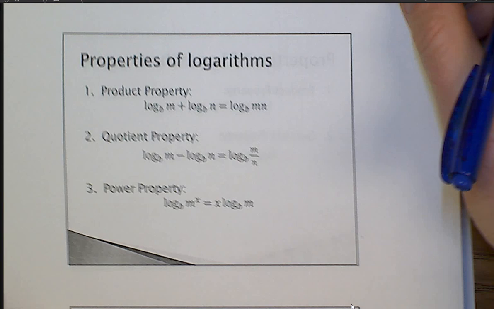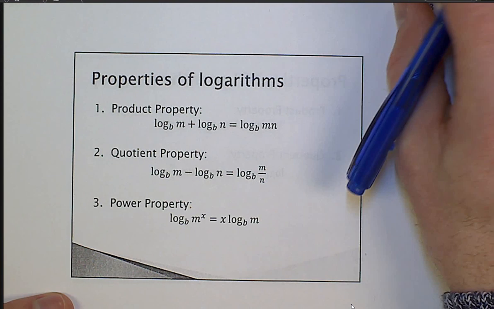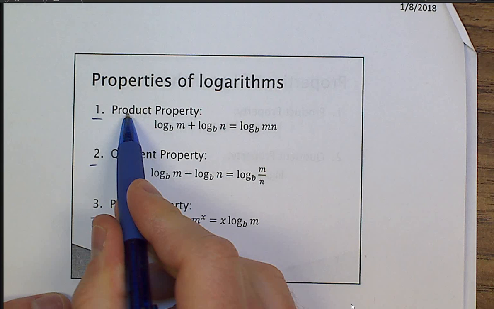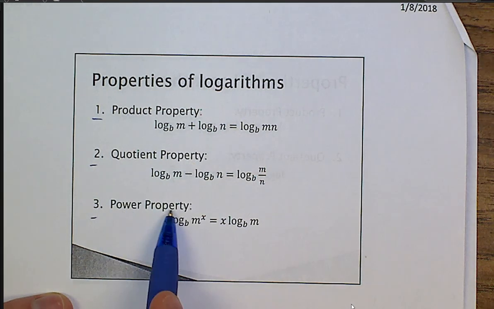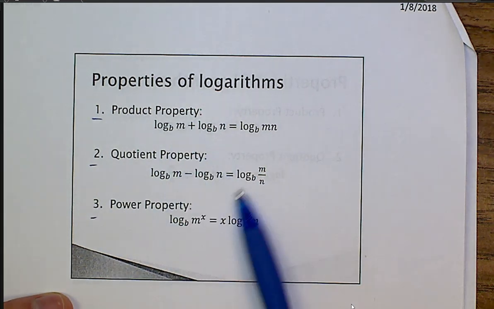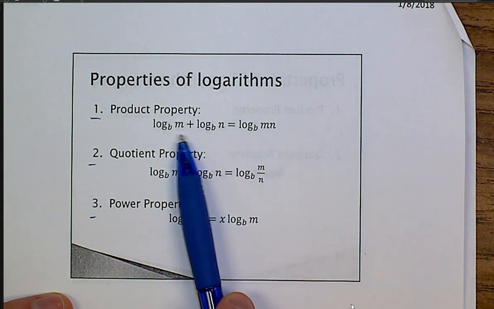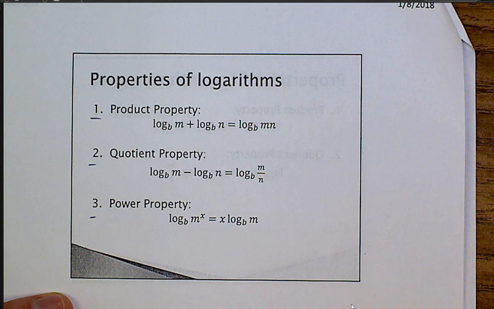I guess I'm going to skip ahead just so I can show you this here. I'm going to go to the second to last page. You're going to see these three properties. These are the three right here. 1, 2, 3. We have what's called the product property, the quotient property, and the power property. And you'll see their properties. And so, you can look at this and see what's happening with each property, or it's a formula.